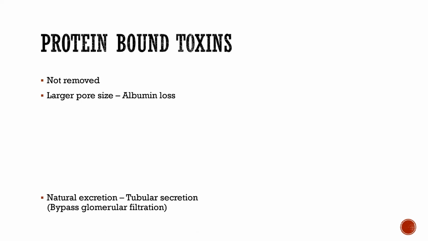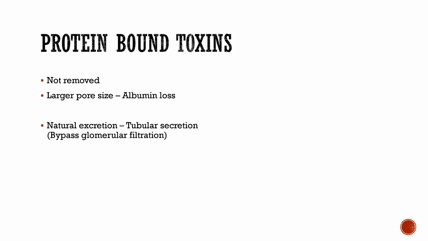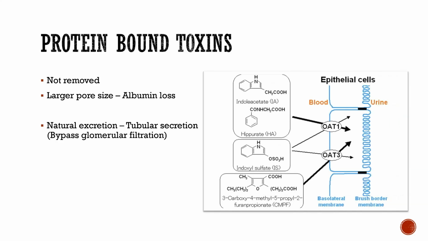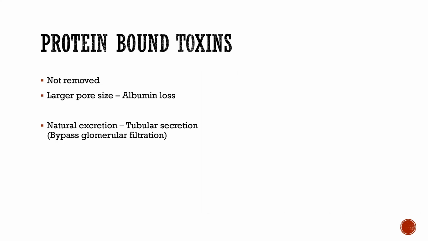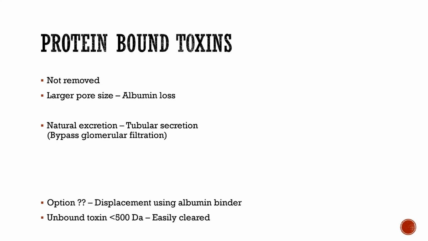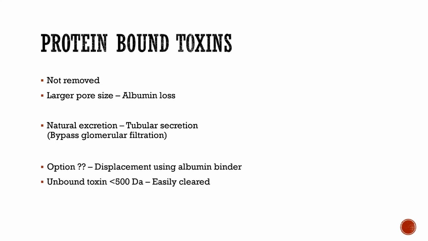Interestingly, even the natural kidneys don't remove protein-bound toxins by filtration. Instead, the renal tubules secrete them using specialized transporters like organic anion transporters. This mechanism lets the toxins move into urine without losing albumin. That is something dialysis can't yet replicate. But there are experimental methods being studied. For example, infusing fatty acids during dialysis. Fatty acids bind to albumin at the same site as protein-bound uremic toxins and can displace them, allowing some of these toxins to be cleared as free molecules.